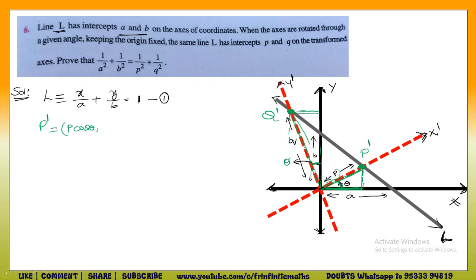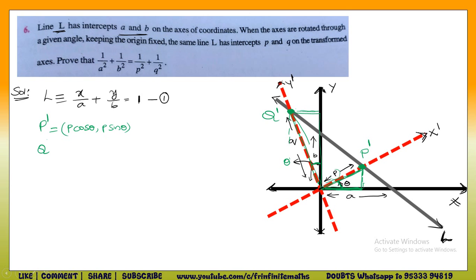So this is the x coordinate, and the y coordinate will be P into sin theta. So we got the point P dash. P dash is nothing but, first x coordinate, next y coordinate. That's why the x coordinate is nothing but my adjacent side. So P cos theta, P sin theta.